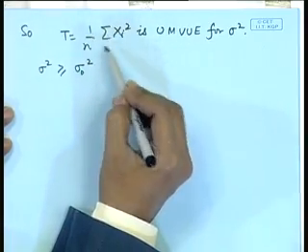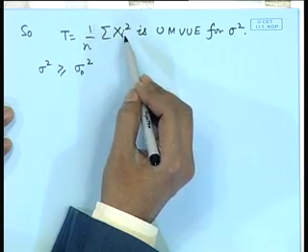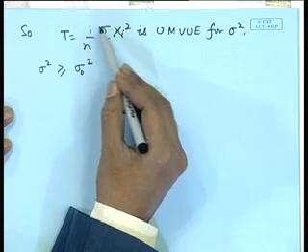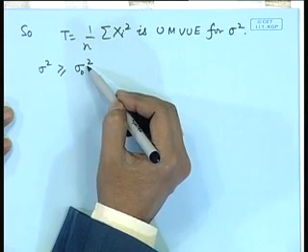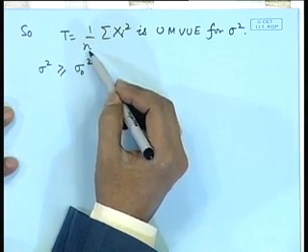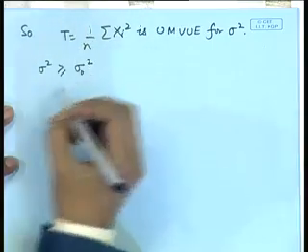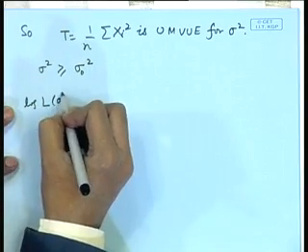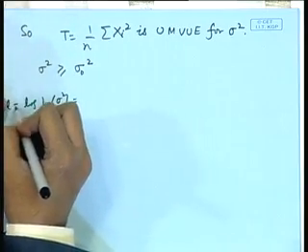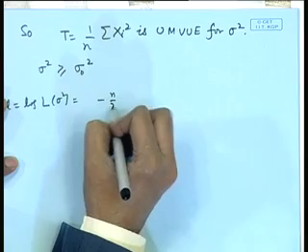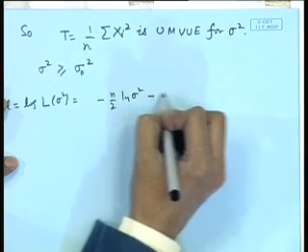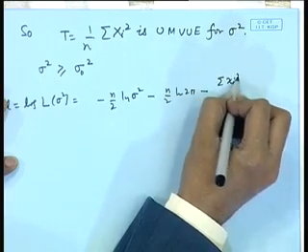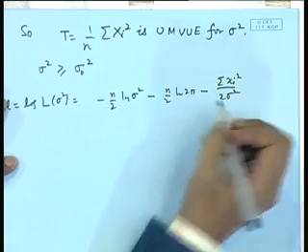Obviously, this 1 by n sigma xi square, which was the MLE as well as UMVUE, becomes a slightly unreasonable estimator if it is observed that this value is less than sigma naught square. Let us see how to modify the maximum likelihood estimator. We consider the log of the likelihood function, that is equal to minus n by 2 log sigma square minus sigma xi square by 2 sigma square.